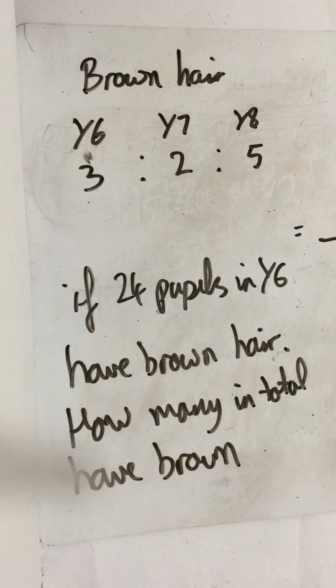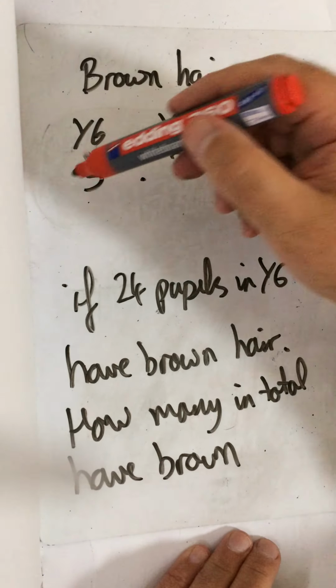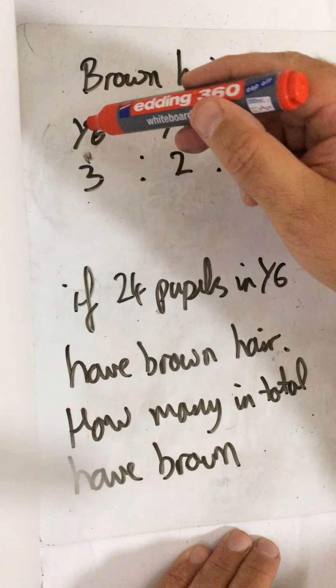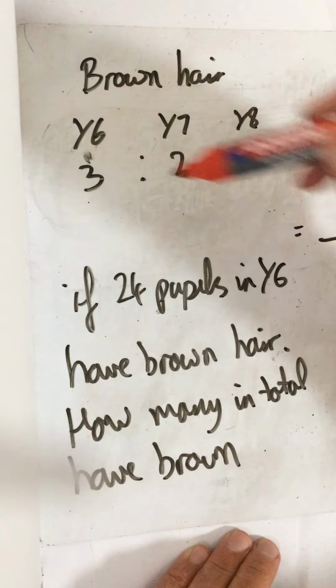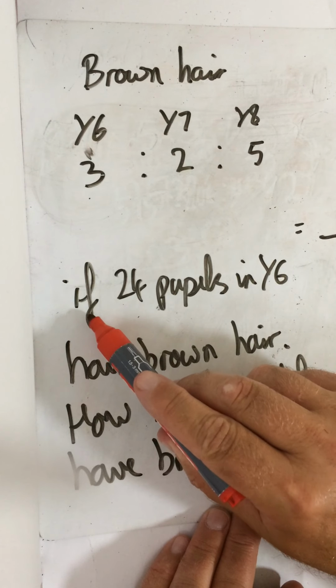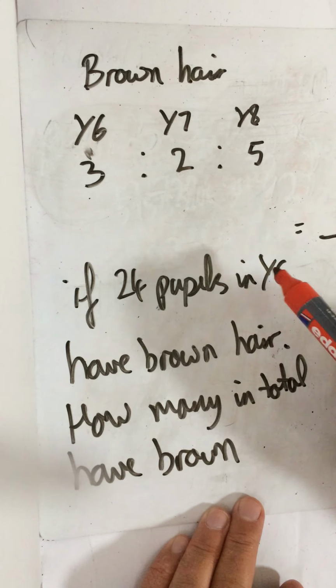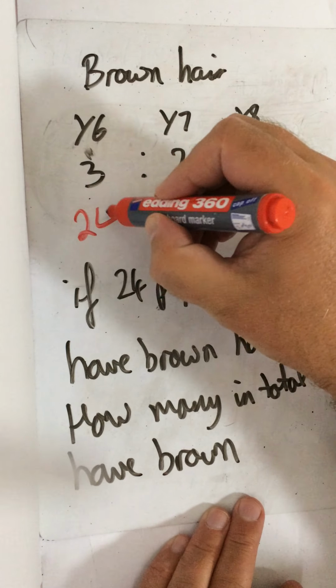And in this question, we don't need to add up the ratios. We write down the ratio. Whenever you do a question like this, you just write down that ratio and then you write down what you know. So 24 pupils in year 6, so we would put 24 there.